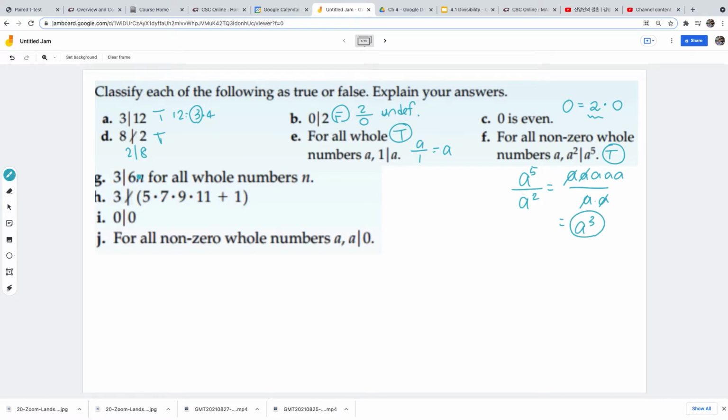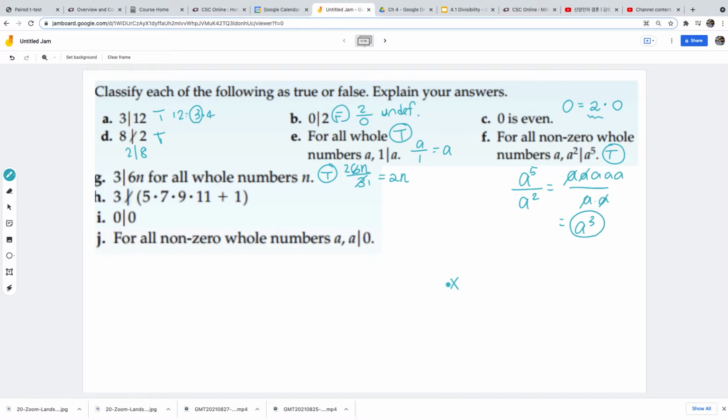How about G? Does 3 divide 6n? Yes, it does, right? For any whole number, because we can see that 6 is divisible by 3. Divide both by 3, you get 1 and 2. There's always 2n. So yes, 3 does divide 6n. 3 divides 6n is true.